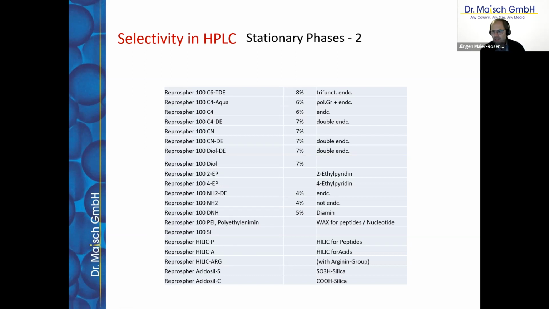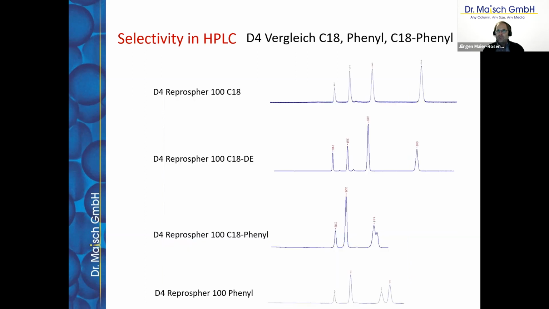So we have a complete set of different selectivities in every product line we are producing, and that's a really good support for the end users. If you are purchasing a column from us, most of the reverse phase columns are tested with a default test. Now if we are looking here at the ReproSphere 100 C18 and the ReproSphere 100 C18 DE, DE means double NCAPed.